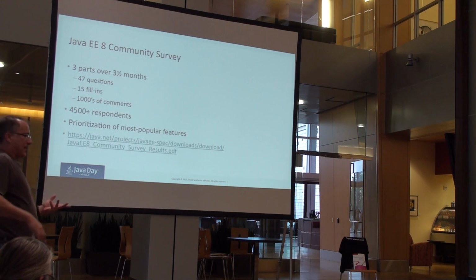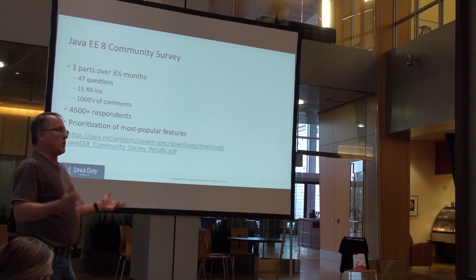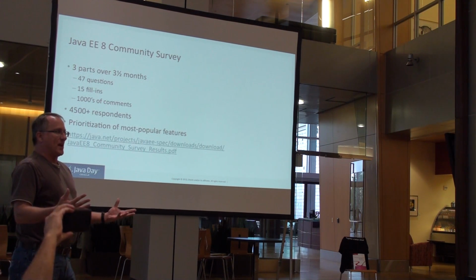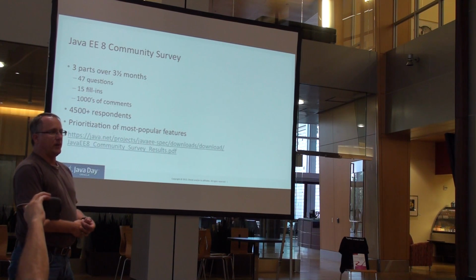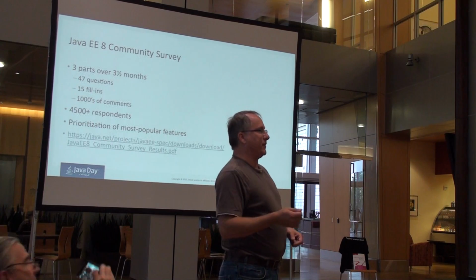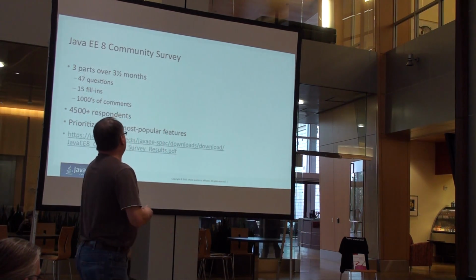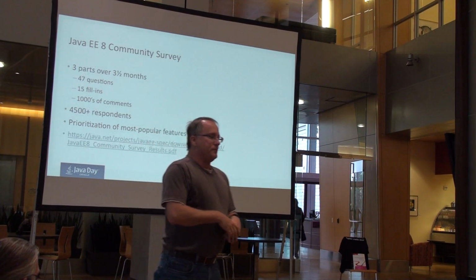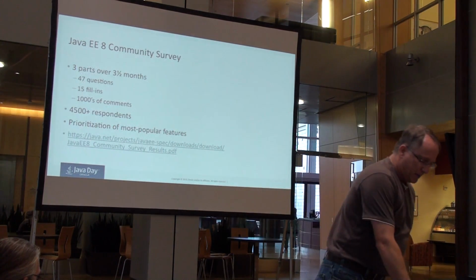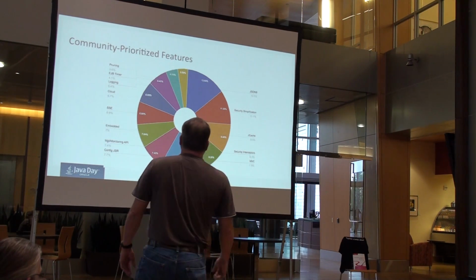So based on that, we took the features that were requested the most. And there's always more that people want than you can actually deliver in a version of Java EE. And we said, here's $100 virtual dollars, spend it on the features that you want the most. That was the third survey. And they basically spent that virtual money, and that's how we came up with this set of features.